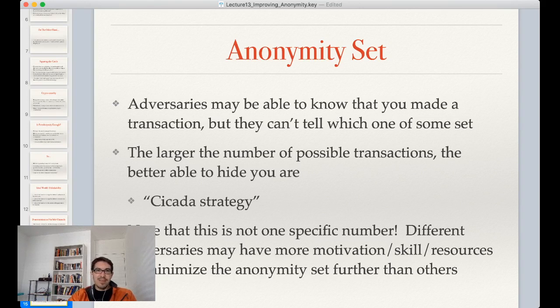So I like to think of this as the cicada strategy. So if you've never seen cicadas, they come out of the ground, at least the broods near Baltimore where I was living. See, I just leaked some information about myself there.